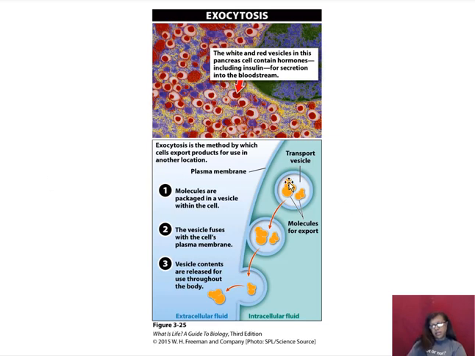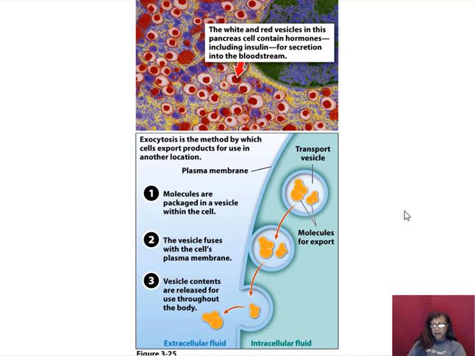Now, exocytosis is sort of the opposite of that same path that we just saw. Let's sort of zoom in. So we have a particle that's inside of a transport vesicle. The cell needs to get rid of it. It needs to eliminate it. It has tagged it as waste. Step one, the molecules are packaged into the vesicle within the cell. The vesicle then fuses with the cell's plasma membrane, and then the vesicle contents are released for use throughout the body.